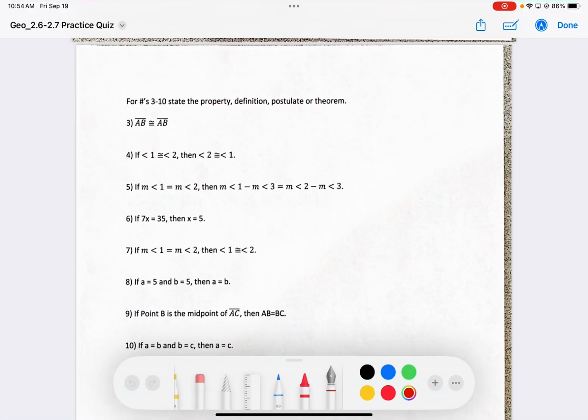Number three. All right. What property are we using for number 3? What do you think?